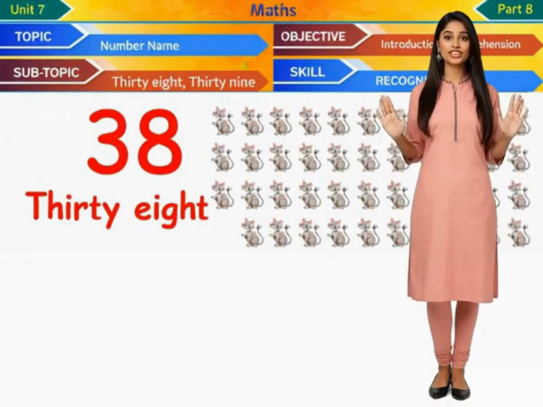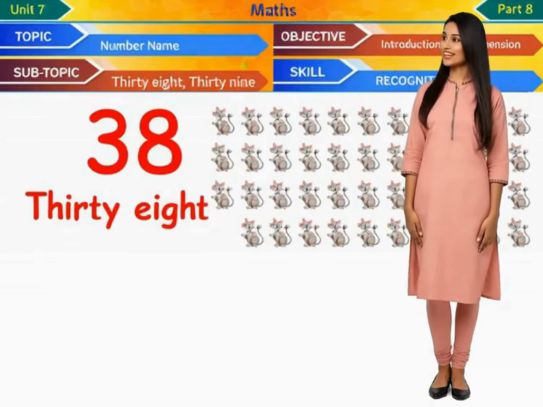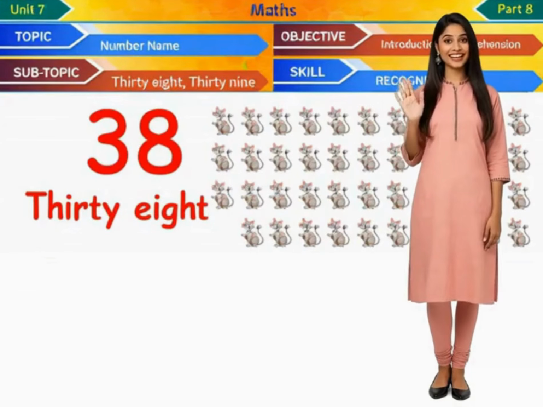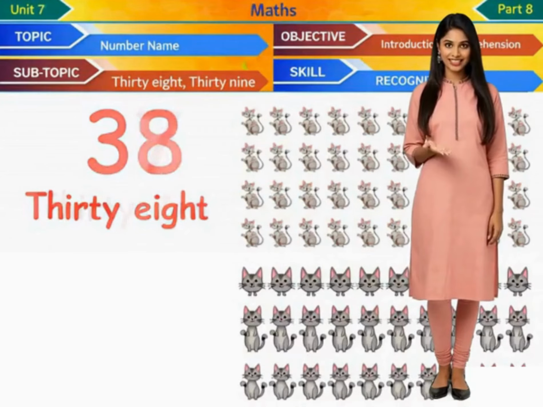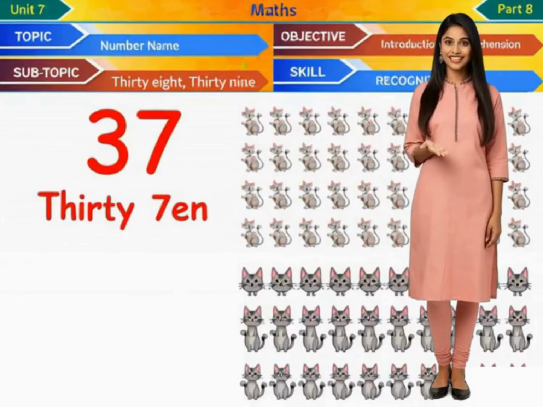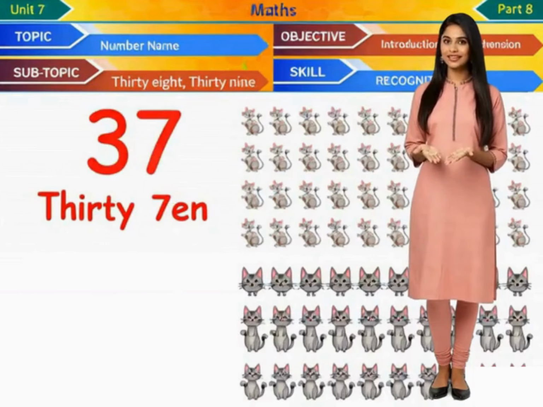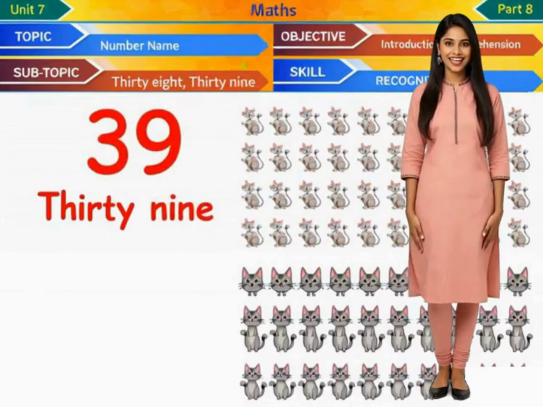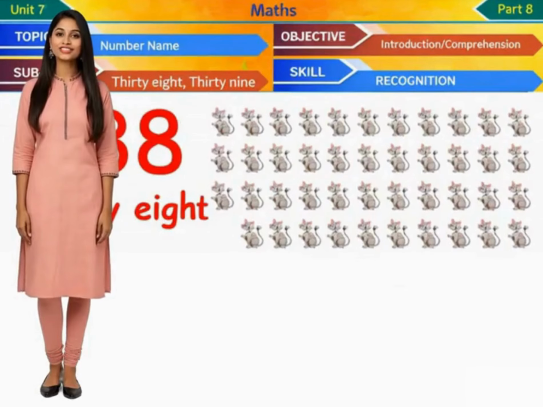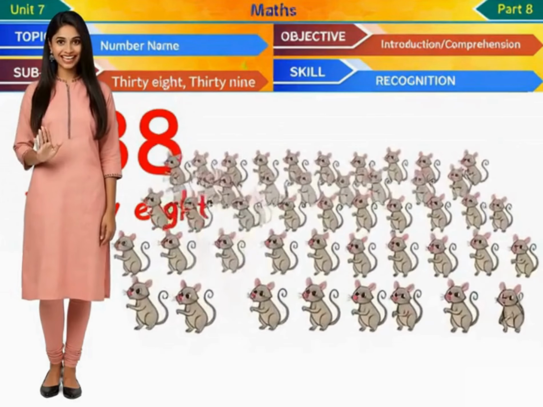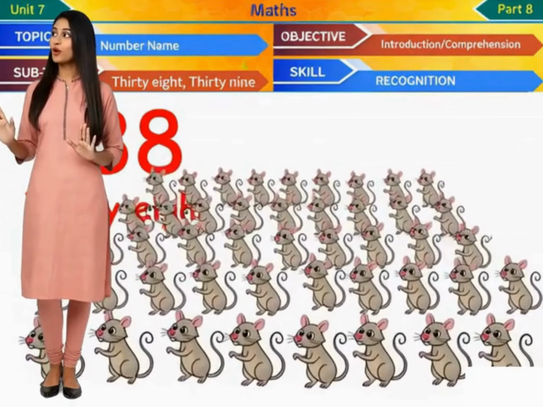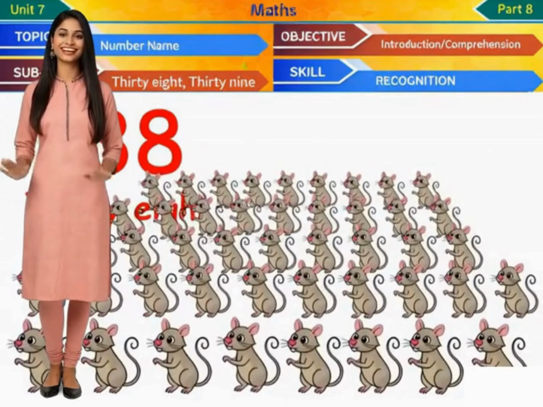Hello children, welcome back to our new session. Today we are going to learn a new number, 38. Are you ready to learn and count? Children, let us begin with number 38. It is written as 38 and comes after 37 and before 39 in counting. When we count 38 rats and reach 38, we say 38. This means a group of 38 items together.